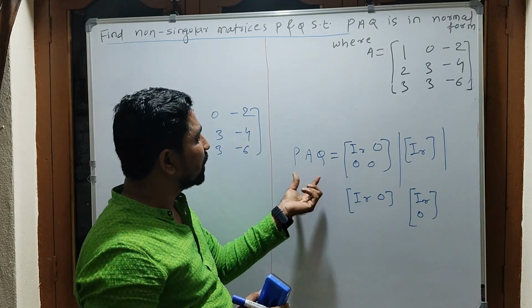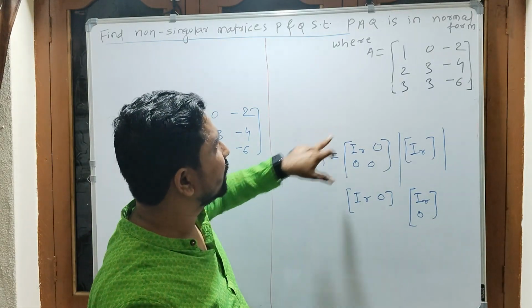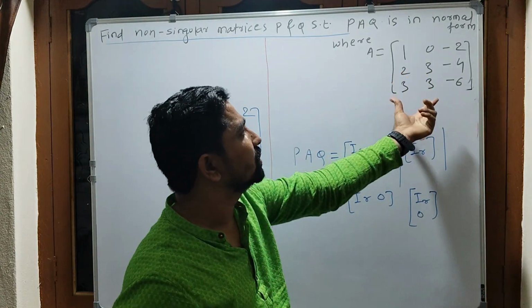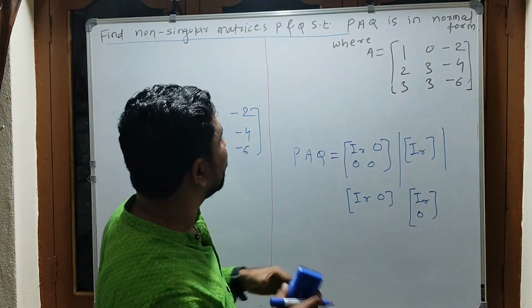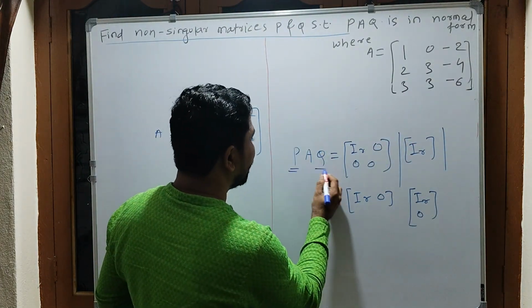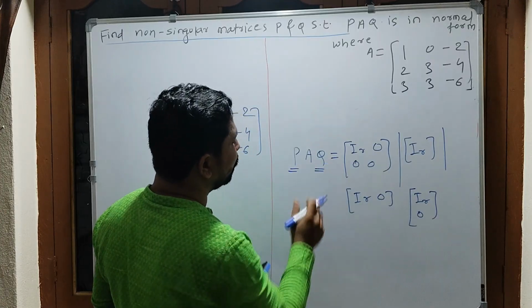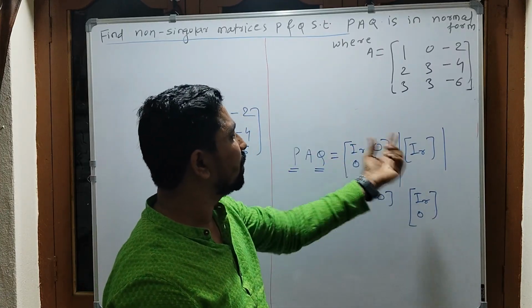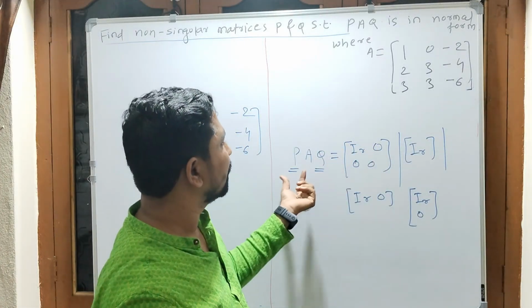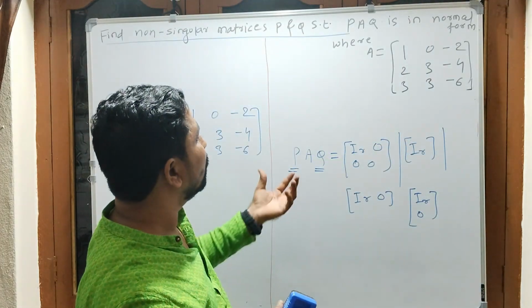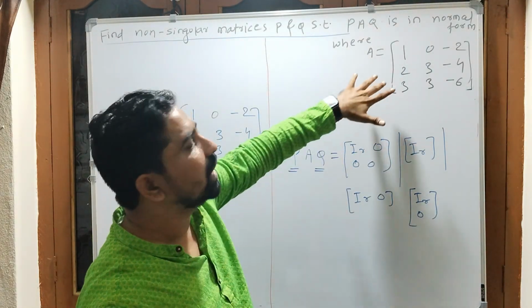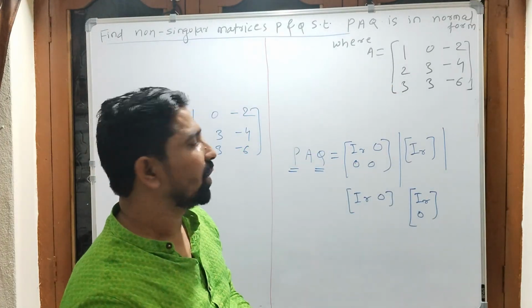So the concept is, this matrix A is given, a 3 cross 3 matrix. Try to find the non-singular matrices P and Q such that PAQ is in one of these normal forms. So how to find this P and Q with the help of this matrix is the following.